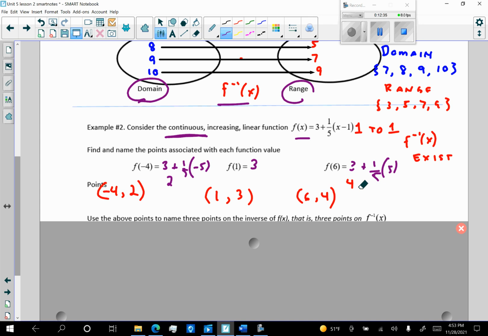And I know this is a continuous linear function. It's continuous and increasing. It's always increasing because the slope is 1/5. That goes back to our discussion about linear functions, putting a lot of things together.